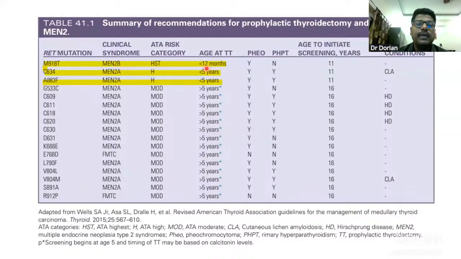MEN 2B begin screening at 11 years of age for pheochromocytoma. MEN 2A, both these codons begin screening at 11 years of age for pheochromocytoma. All these other codons begin screening at 16 years of age for pheochromocytoma.